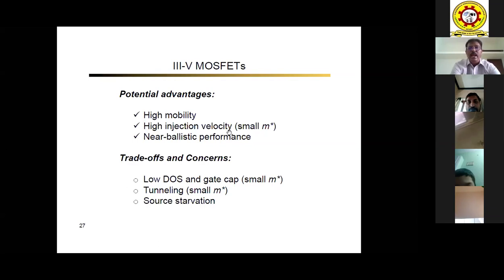Okay, this happens with small m. If the mass of your carrier is quite heavy, then injection velocity may not be that predominant anymore. So by looking at the small mass, you are able to move the carrier easily and thereby inject velocity. This happens at near ballistic performance. Now I would like to give a simple explanation of this ballistic performance, as this term is maybe relatively new to some of us.